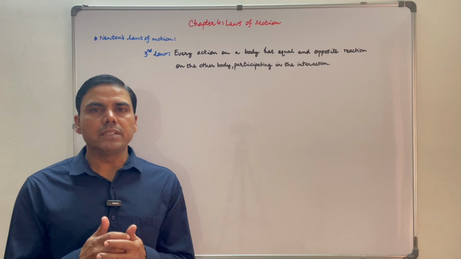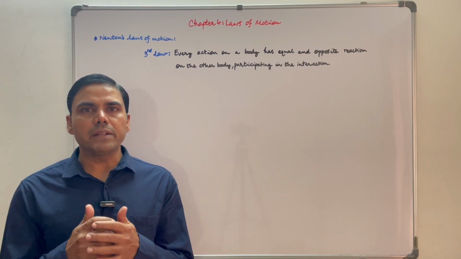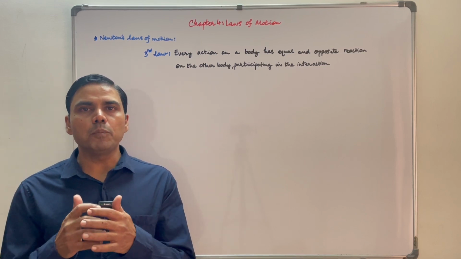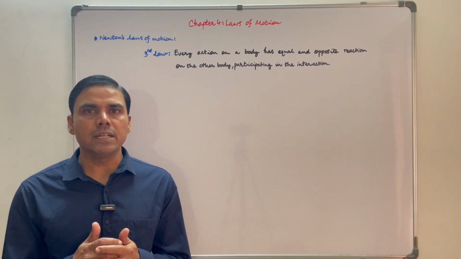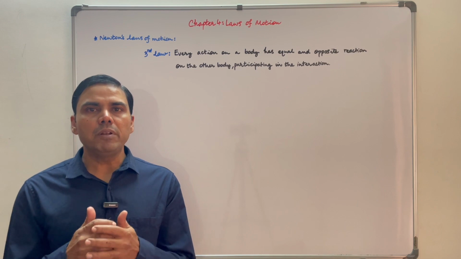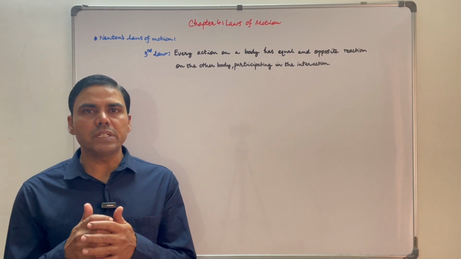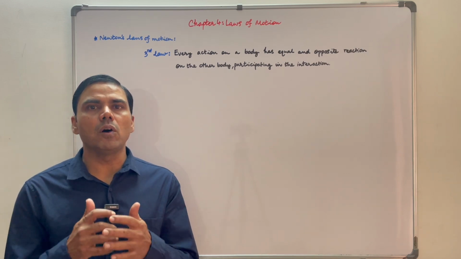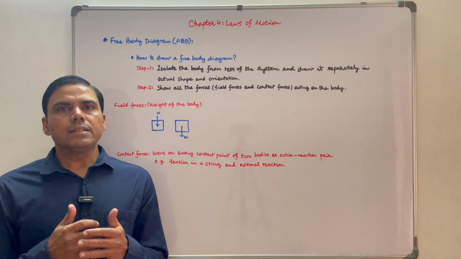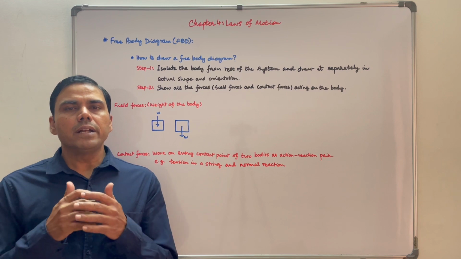Third law. As per this law, every action on a material body has equal and opposite reaction on the other body participating in the interaction. If you push a table, table will apply equal and opposite reaction on your hands to resist any change in its position or orientation. Let us understand what is a free body diagram.